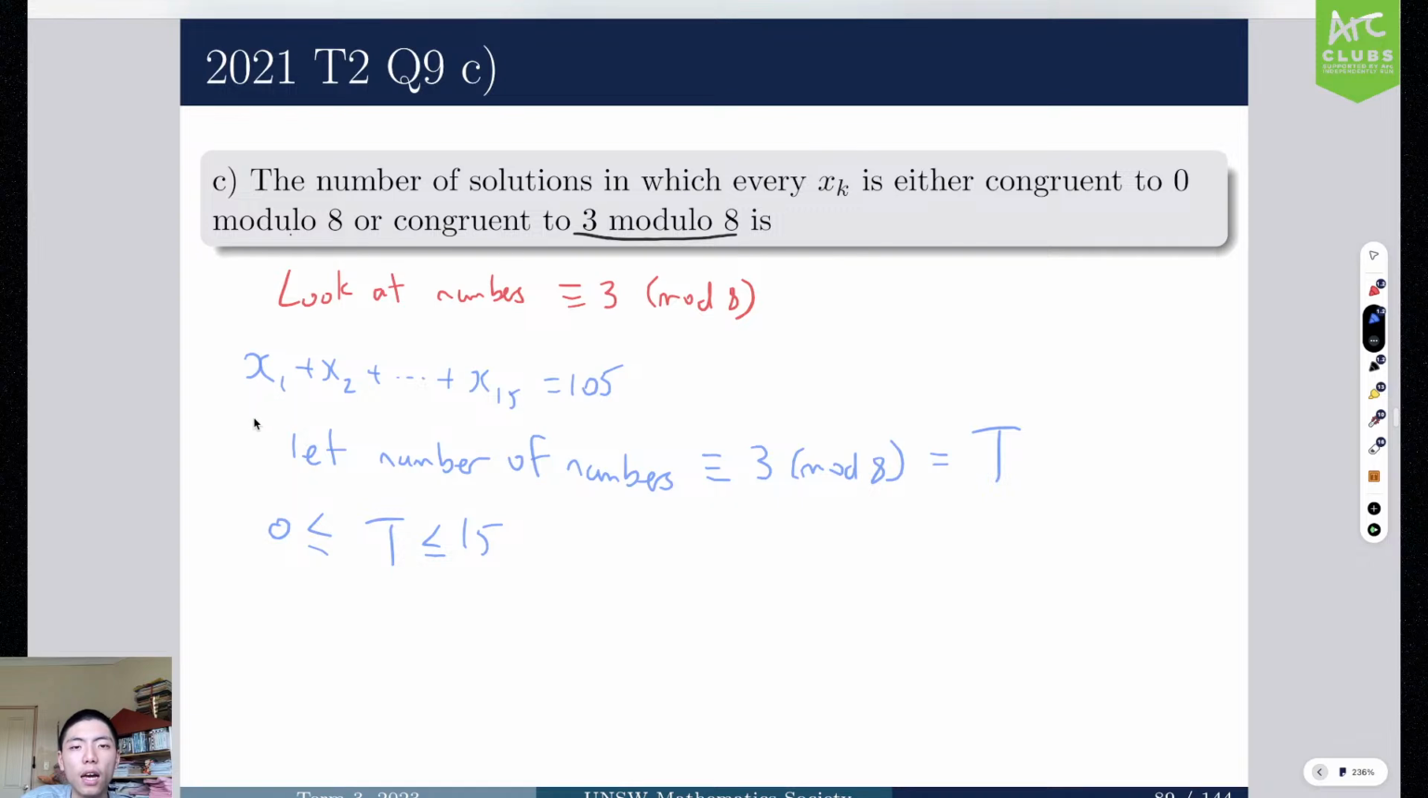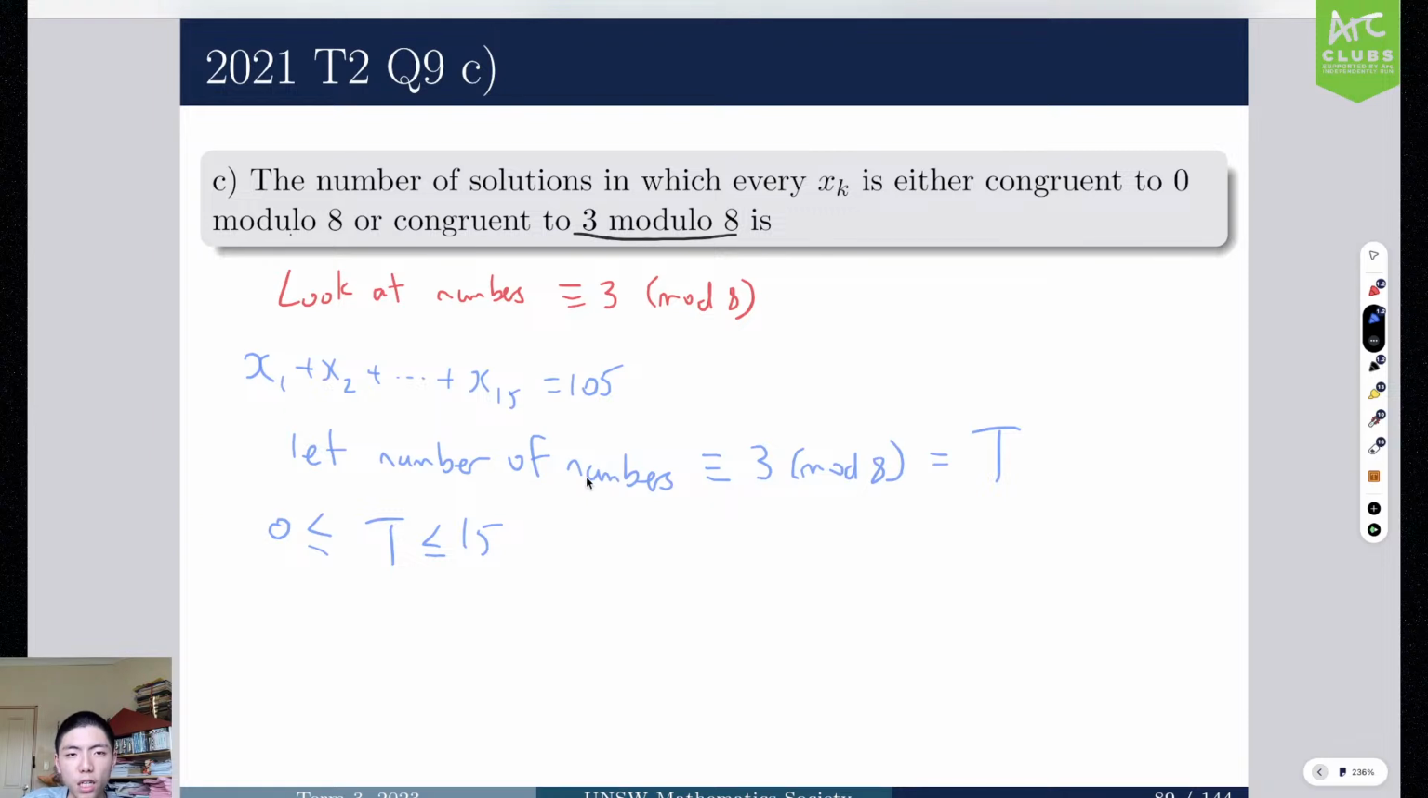right? So either none of the things are congruent to 3 mod 8 or all of them are congruent to 3 mod 8. We know that it is impossible for none of them to be congruent to 3 mod 8 because part B just showed that 105 is not divisible by 8. So we know that it's going to be somewhere in between 0 and 15. So we now just need to figure out the number of numbers that are congruent to 3 mod 8.